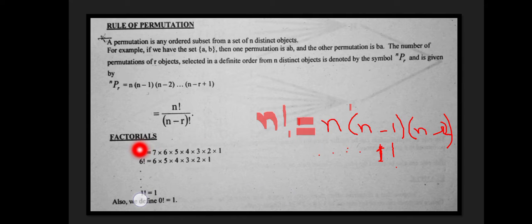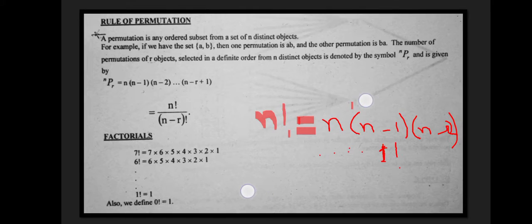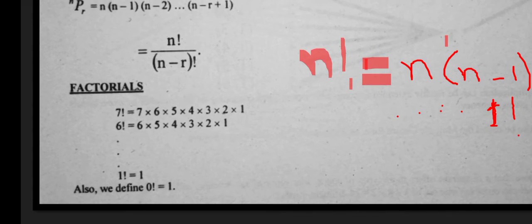So 7 factorial, what will be 7 factorial? 7 multiplied by 6 multiplied by 5 and so on to 1. 6 factorial will be 6 multiplied by 5 multiplied by 4 multiplied by 3 multiplied by 2 multiplied by 1. The two important points to be noted here are 1 factorial is always equal to 1 and 0 factorial is always equal to 1. 1 factorial is equal to 1 and 0 factorial is equal to 1 as well.